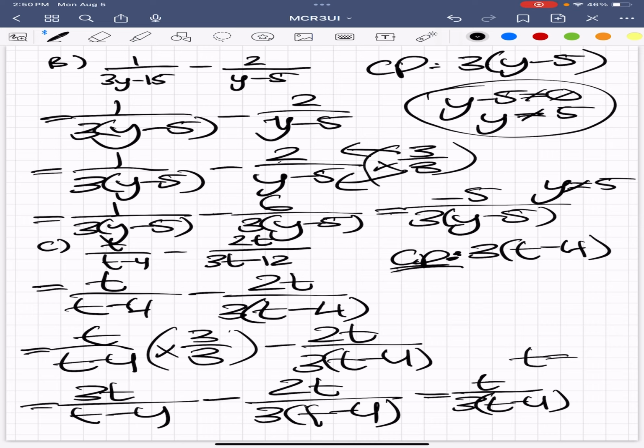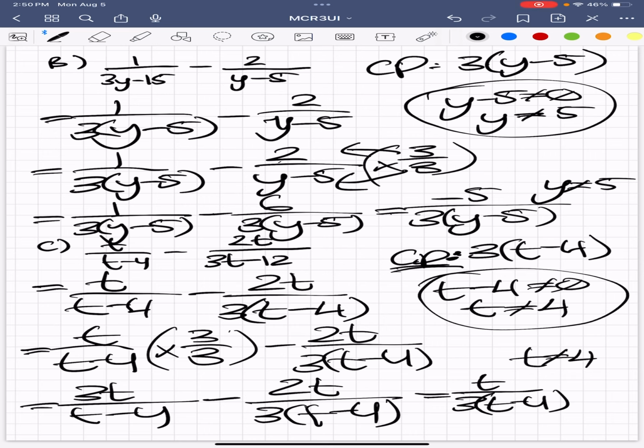And t cannot equal 4. So we have t minus 4 cannot equal 0. So t cannot equal 4. And we have our answer. And then we're moving on.